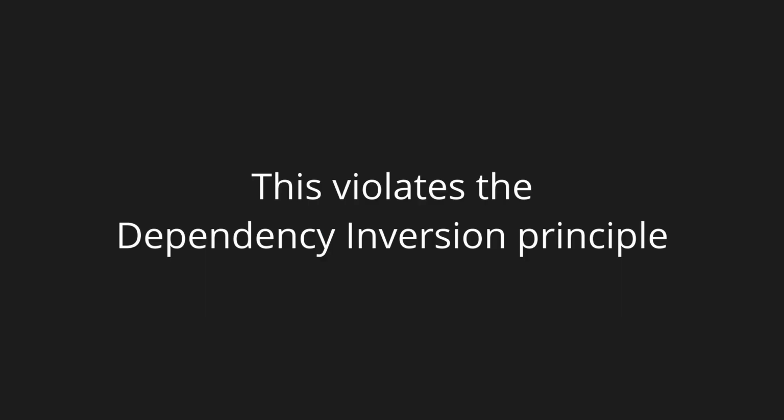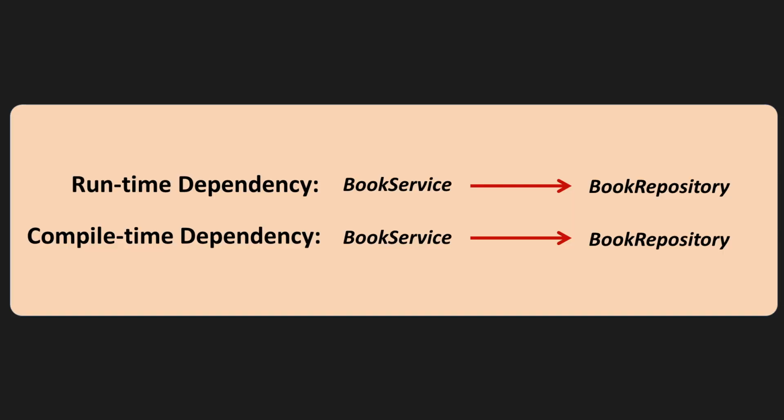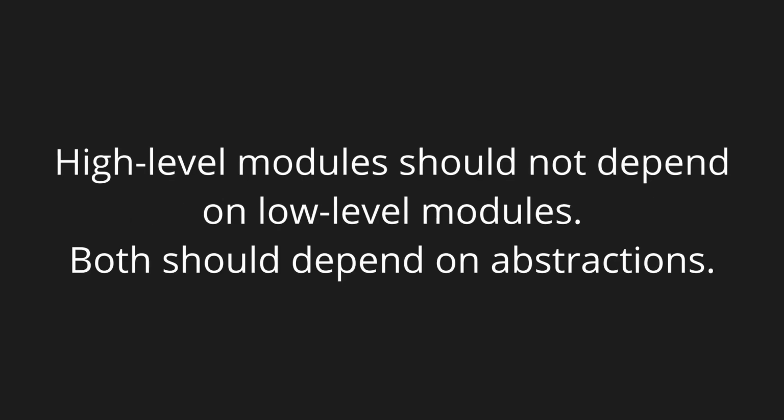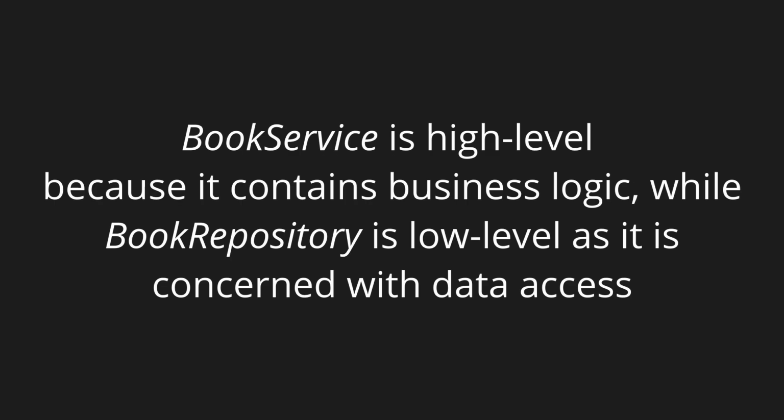This violates the dependency inversion principle. So rather than having the book service class depend on book repository at compile time, we need to invert the direction of dependency so that the book repository class now depends on book service. But how do we achieve this inversion? As we already noted, according to the dependency inversion principle, high-level modules should not depend on low-level modules, both should depend on abstractions. So in our example, the book service class is high-level because it contains business logic, while the book repository class is low-level as it is concerned with data access logic.